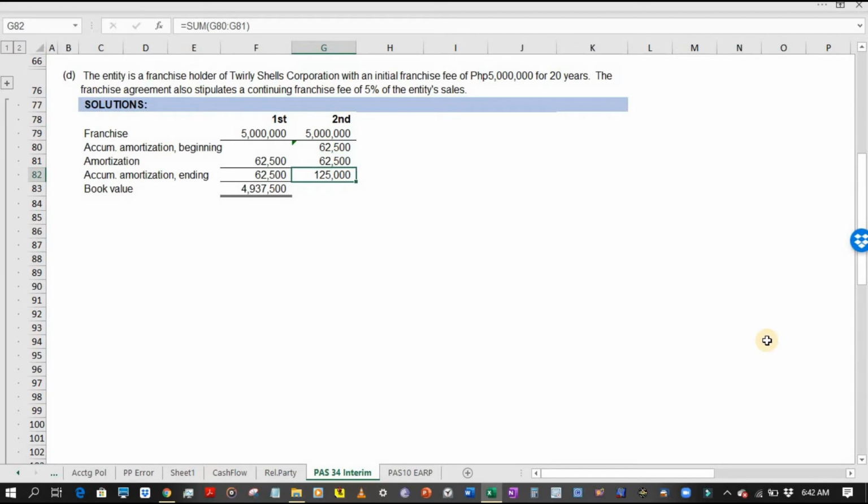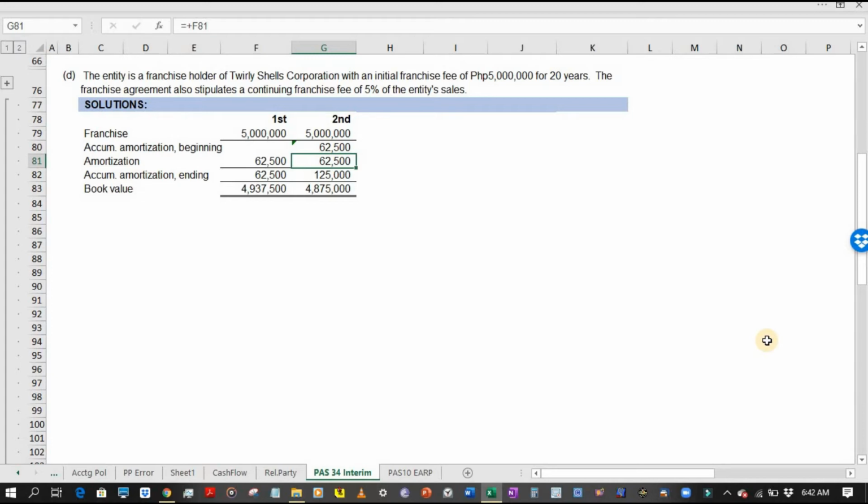And to get the net book value that will appear in the statement of financial position as of June 30 of the current year, that will be 5 million less 125,000 pesos. So that is 4,875,000 pesos. Then, in the income statement, the amount of amortization expense that will appear, of course, is the 62,500 amortization for the second quarter.